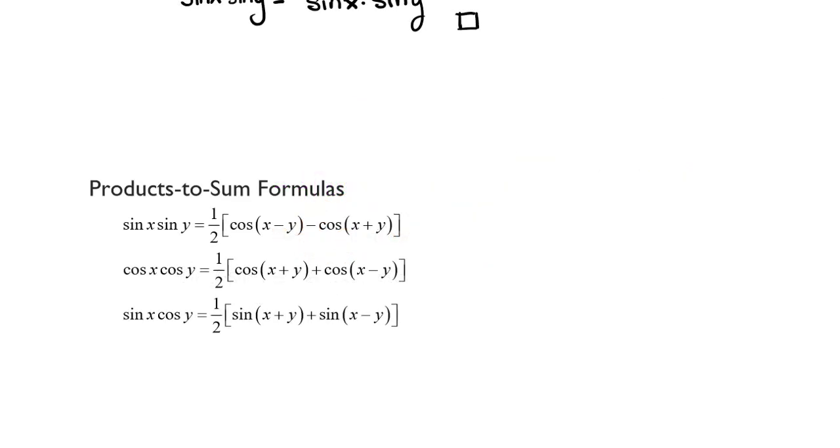Let's go ahead and review some of the other product to sum formulas. I just proved the first one here, sine of x times sine of y, but you also have the product to sum formula cosine of x times cosine of y is equal to 1/2 cosine of x plus y plus cosine of x minus y. And also sine of x cosine of y, notice that they're two separate trig statements here, which is nice, because that will come in handy later, is equal to 1/2 sine of x plus y plus sine of x minus y. Again, all of these have to be memorized. They will be absolutely critical to know when you get to calculus. So memorize, memorize, memorize.